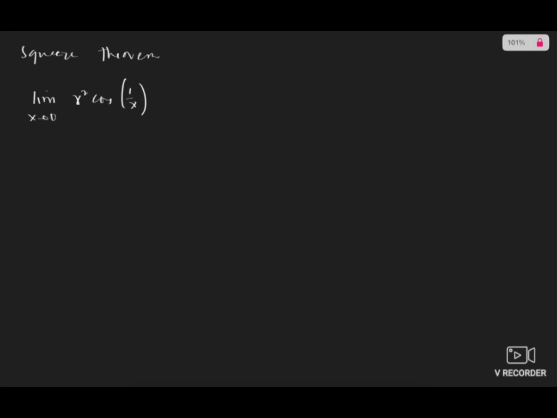So from here, we have to understand the behavior of this cosine. As you know, cosine oscillates between -1 and +1. From there, we can get the inequality. So we have -1 is less than or equal to cosine 1 over x, less than or equal to 1. So in short, cosine 1 over x is greater than or equal to -1 and less than or equal to +1.